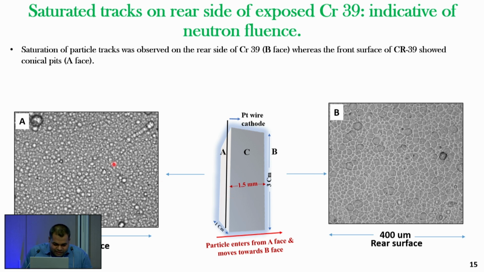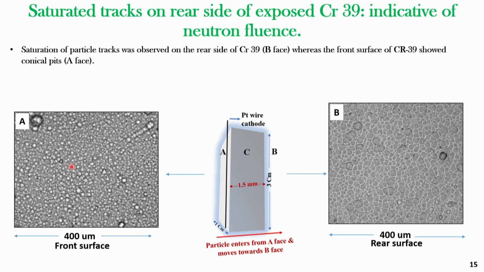At the front phase, we have a lot of particle tracks. It's all congested, a high density of particle tracks. But on the rear side, what we observed was saturated particle tracks. I'd like to again mention that the width of this CR39 is 1.5 mm. If this were a charged particle, we could do a stream calculation and find out that, let's say, a 5 MeV proton would not even travel 1 mm in this CR39 medium.